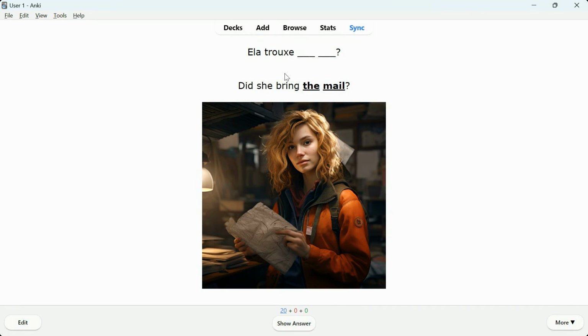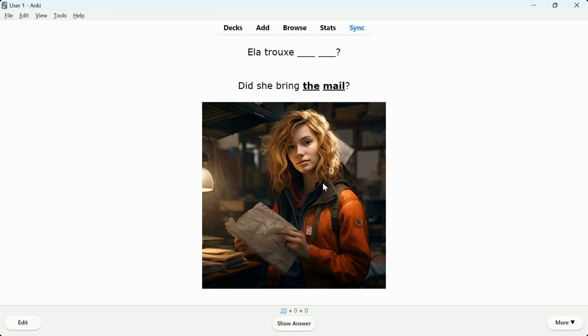So this is the first card type. We see a Portuguese sentence. We see 2 blank areas. Underneath it, we see the English translation of the Portuguese sentence. We see a certain part bold and underlined. We see the mail. So did she bring the mail? And of course, this is a translation of the Portuguese sentence. And it's your job to know how you say the mail in Portuguese.